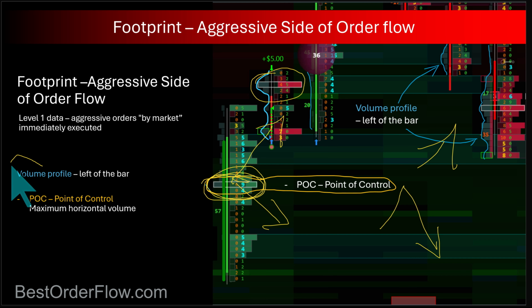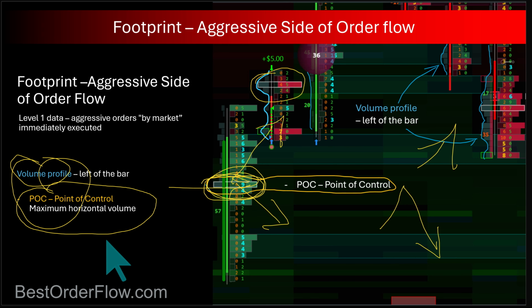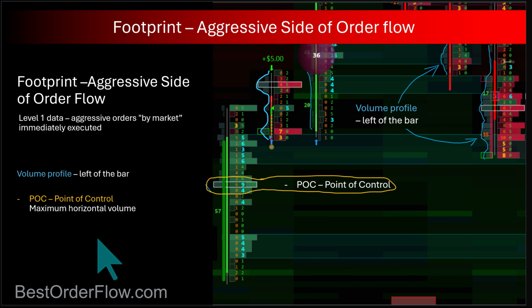So the volume profile and the POC as the maximum horizontal volume. A naked POC is a POC that hasn't been crossed. In other words, you have a POC, imagine drawing a horizontal line out from the POC, and it hasn't been tested yet. So a naked POC is a POC that hasn't been tested. Right now, this is a naked POC that has not been tested from above.